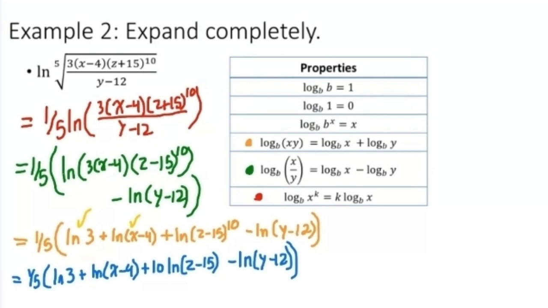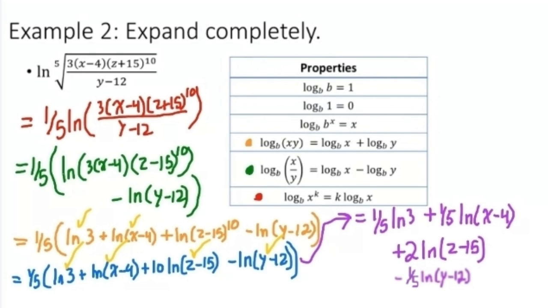Now going through our logarithms to make sure everything is expanded fully. Natural log of 3, nothing more we can do. Natural log of x minus 4, nothing more we can do. Same thing goes for the natural log of z plus 15 and natural log of y minus 12. So we have fully expanded our logs. Now if we wanted to, we can distribute the 1/5 in, and we get 1/5 the natural log of 3 plus 1/5 the natural log of x minus 4 plus 2 times the natural log of z plus 15 minus 1/5 the natural log of y minus 12.